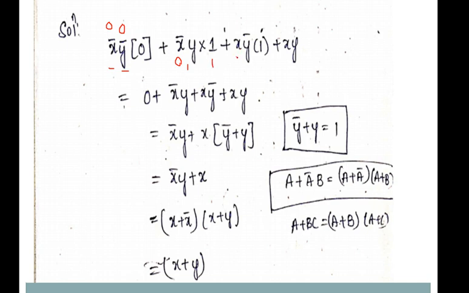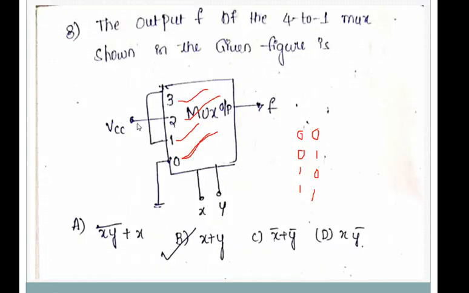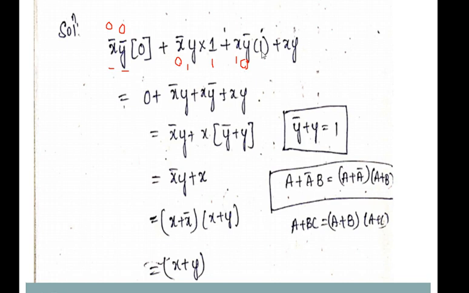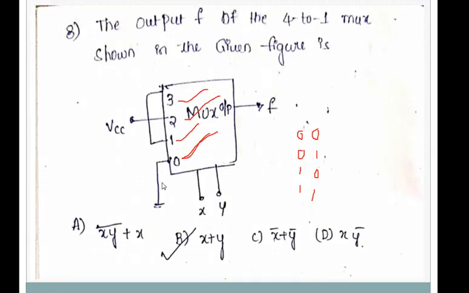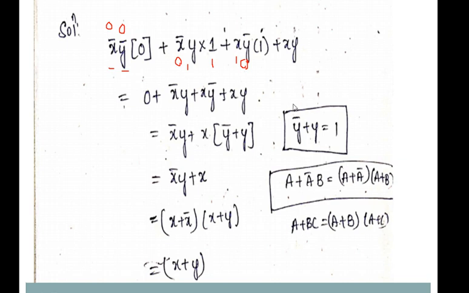And the next combination is 1 0. I already said that the selecting lines have 4 combinations: 0 0, 0 1, 1 0 and 1 1. If it is 1 0, then input 2 will be selected and it is also connected to the VCC. The VCC will be taken as 1. And the next combination is 3, that is x is 1, y is 1. In that case also, I forgot to write the 1. That is also connected to the VCC. So here also you are getting 1.